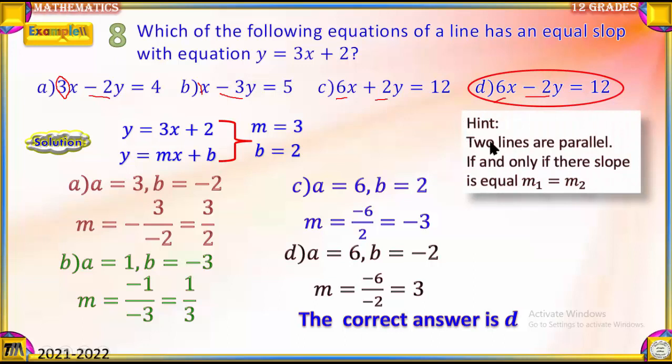Two lines are parallel if and only if their slopes are equal, which means two lines are parallel if the slope of one of them is equal to the slope of the other.